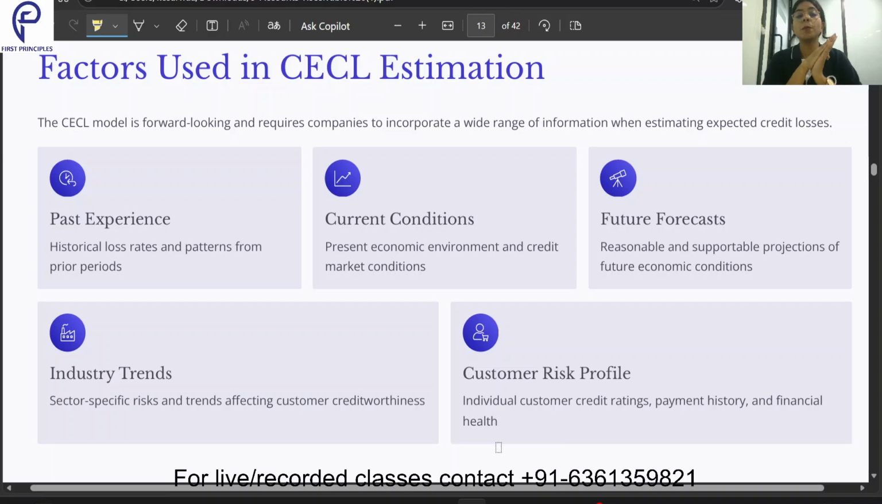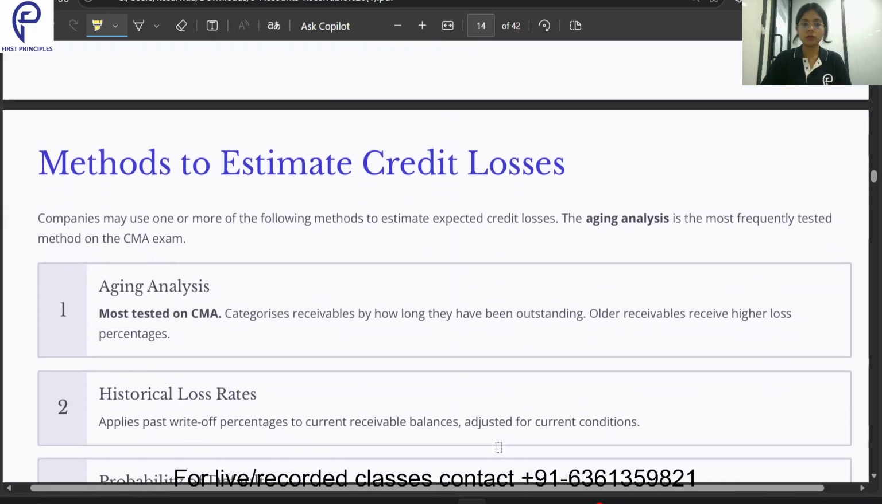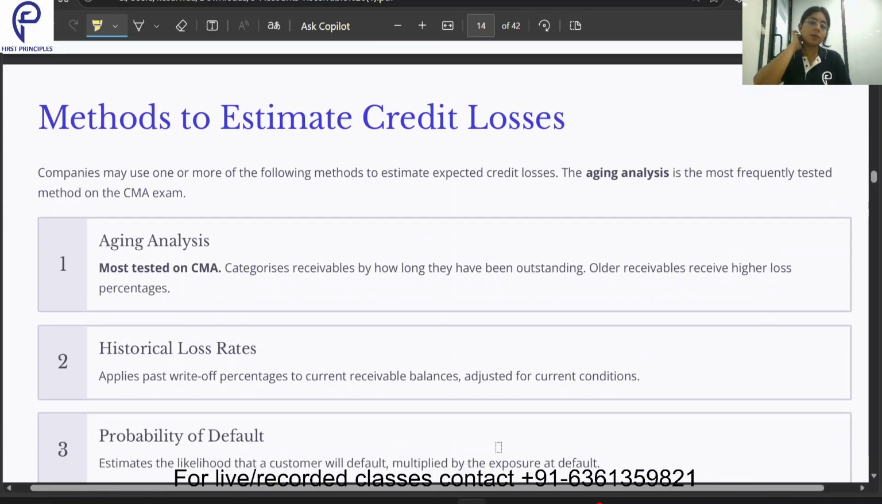Before making that credit loss estimation, what do I need to do? I need to go and have a look at the customer's individual profile. That means I should see how this customer performed in the past, how is the financial health of the customer, whether the customer is repaying other suppliers' debt or not. So all these factors we need to consider when we are estimating our credit losses.